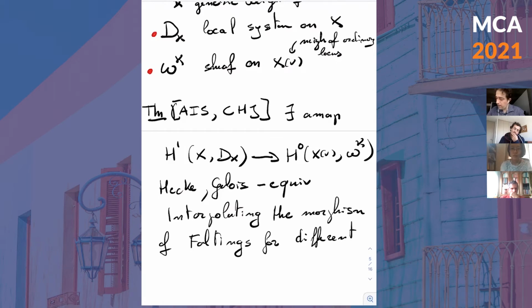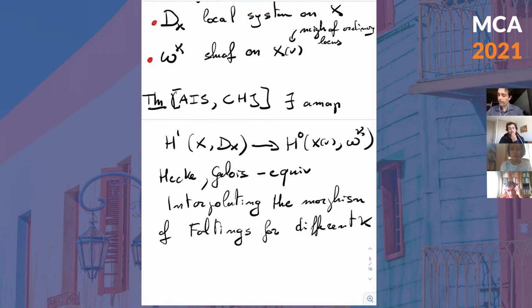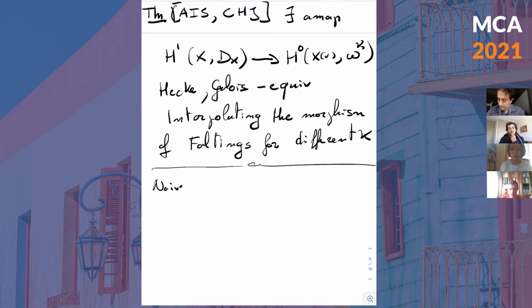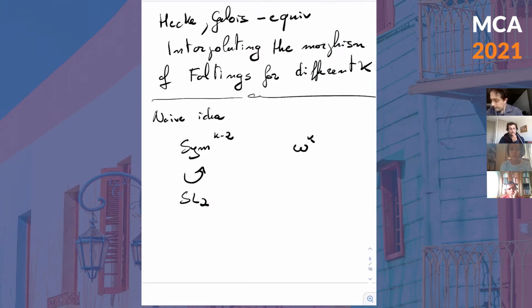For different k. So what we want to do today, we are going to show that we can do something similar for Siegel modular forms. And before doing this, let me sketch for a second the naive idea behind Faltings' theorem. How does Faltings more or less try to prove these things? We start with Sym^(k-2), and this is an algebraic representation of SL2. And omega k is kind of a piece of a G_m torsor. So it's practically a representation of G_m.